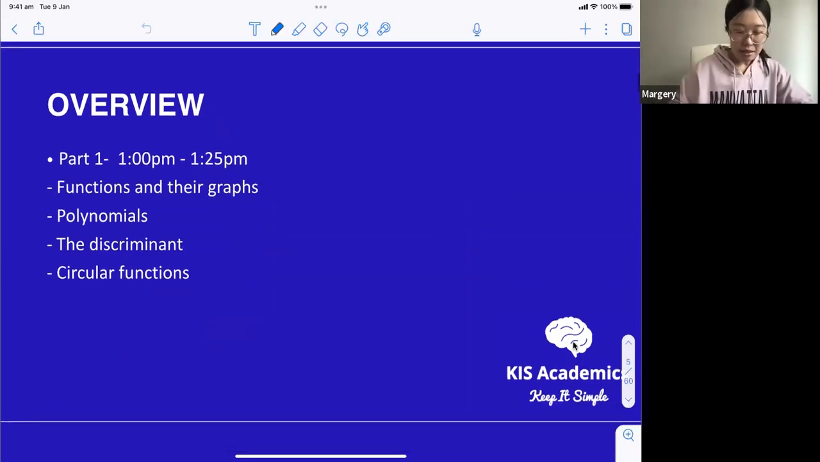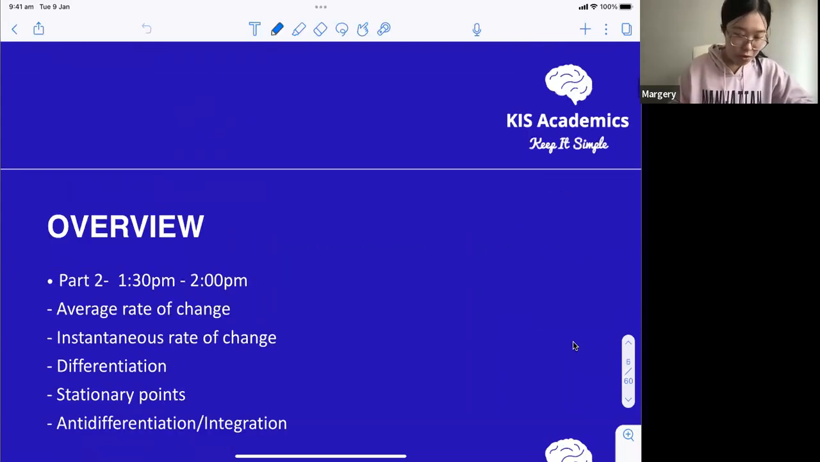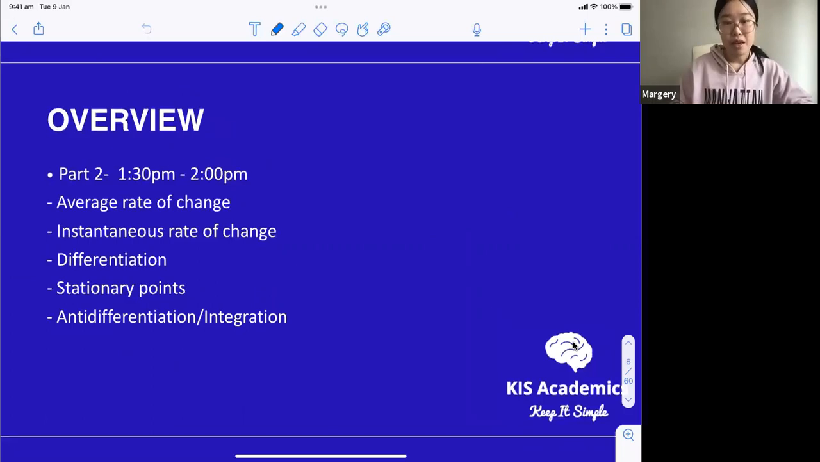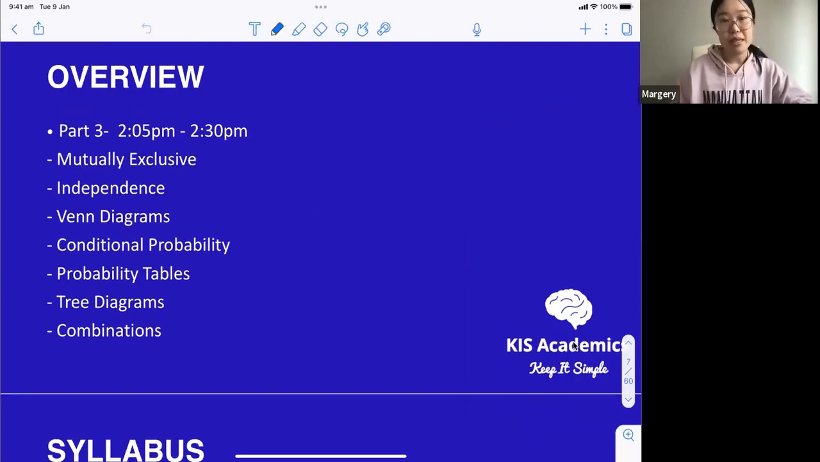This here is just a quick overview of what we'll cover in each of the parts. The first part will cover a bit of functions, graphs, polynomials, discriminant and circular functions before we move into a bit of calculus. And then we'll have a look at a bit of probability, combinations and all of that to finish the lecture off.